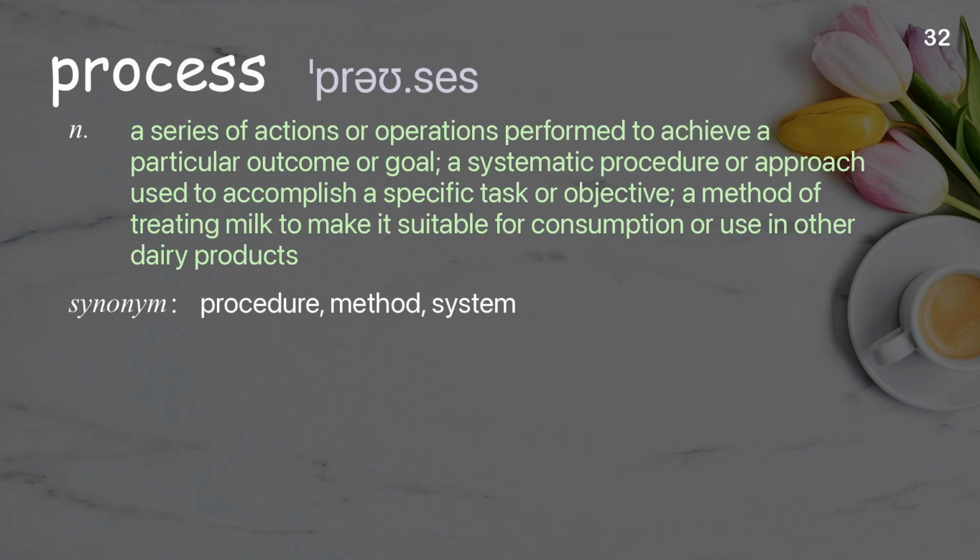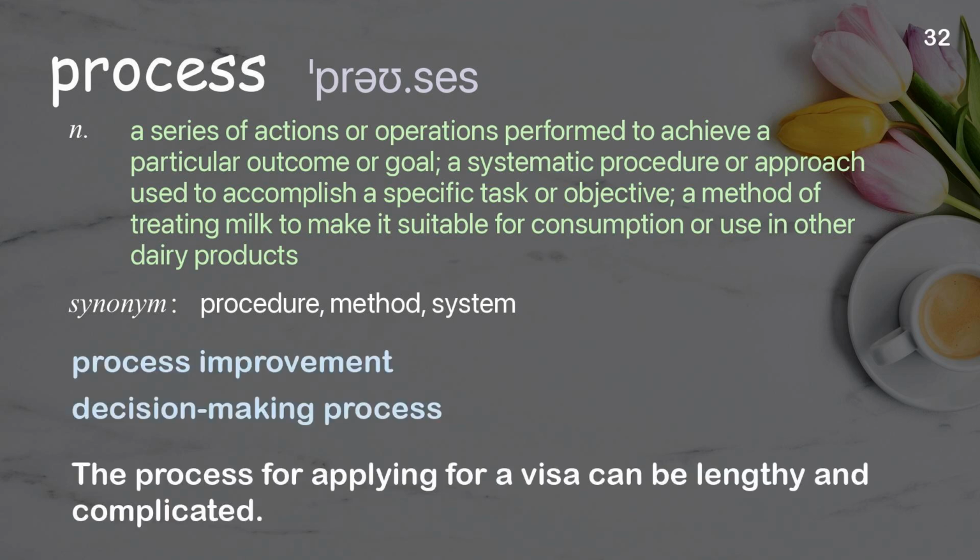Process: a series of actions or operations performed to achieve a particular outcome or goal. A systematic procedure or approach used to accomplish a specific task or objective. A method of treating milk to make it suitable for consumption or use in other dairy products. Examples: process improvement, decision-making process. The process for applying for a visa can be lengthy and complicated.